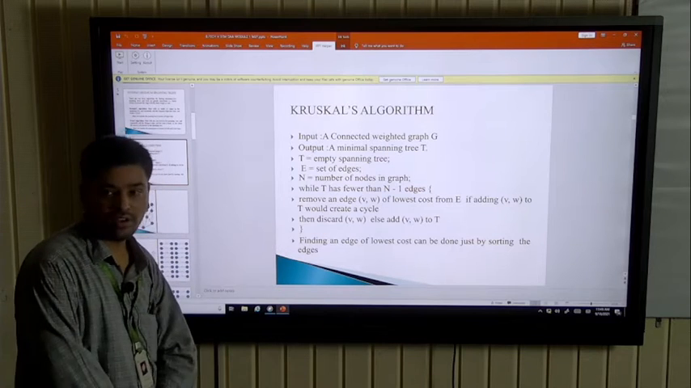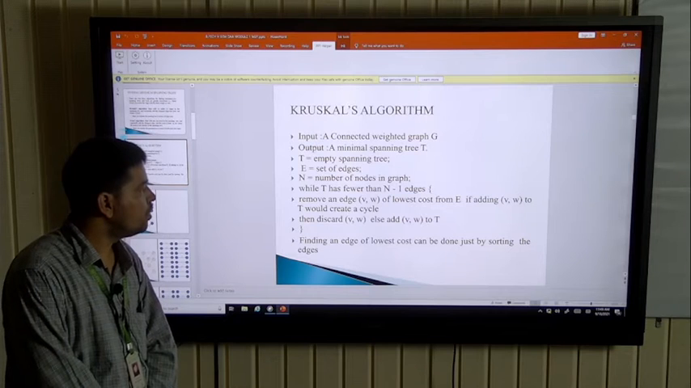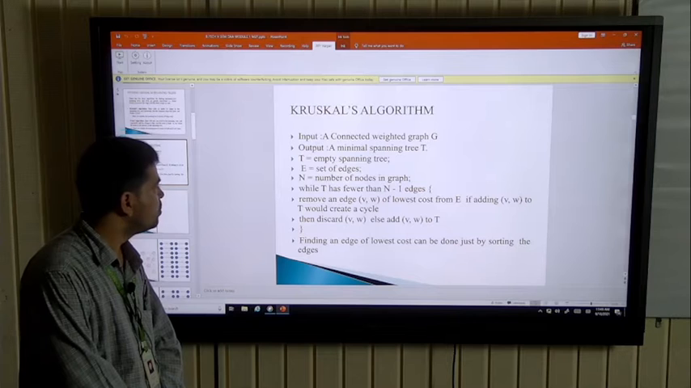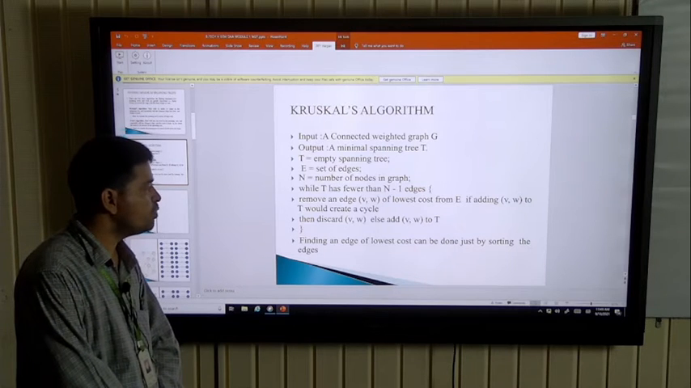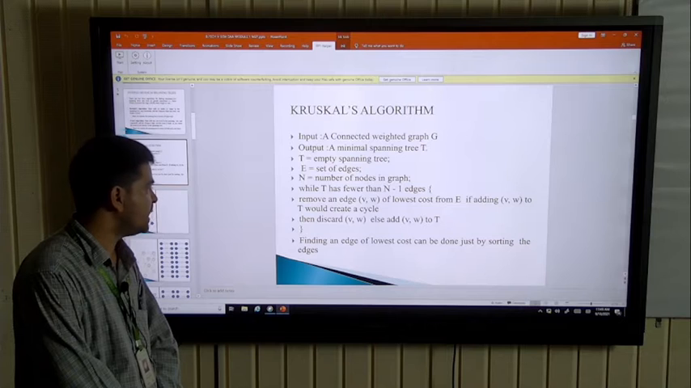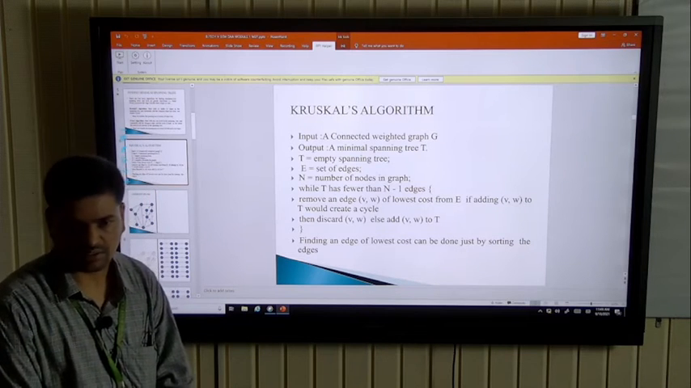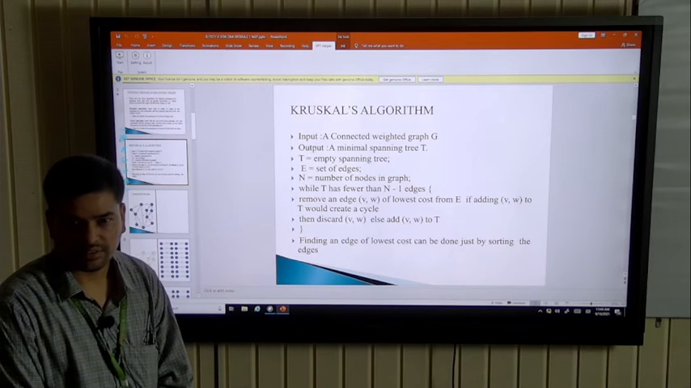Remove the edge V comma W of lowest cost from E. If adding V comma W to T would create a cycle, then discard V comma W, else add V comma W to T. So these lines are very complicated, I think. Yes or no? Yes. What is an edge?